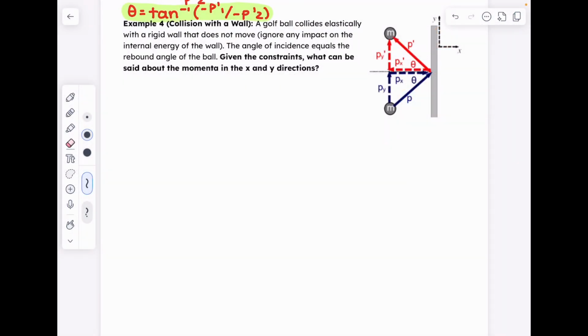This final question here I'm going to run through. I'm actually going to do it without any math involved, just to show you how you can understand these conceptually, just from a viewpoint, and see how there are ways to simplify it. So you have an object. It says a golf ball collides elastically with a rigid wall that does not move. Ignore any impact on the internal energy of the wall. So we don't have to care about the wall. The angle of incidence equals the rebound angle of the golf ball. Given the constraints, what can be said about the momenta in the x and y direction?